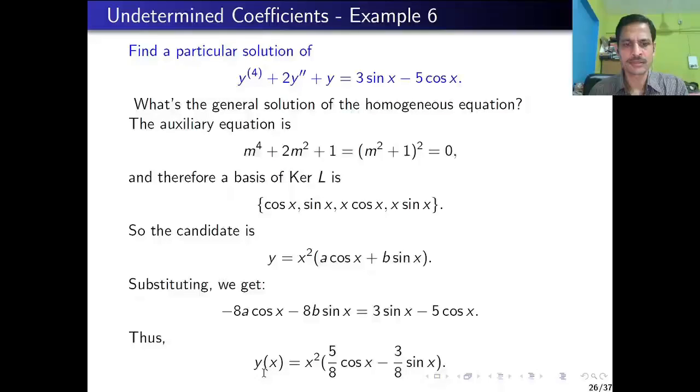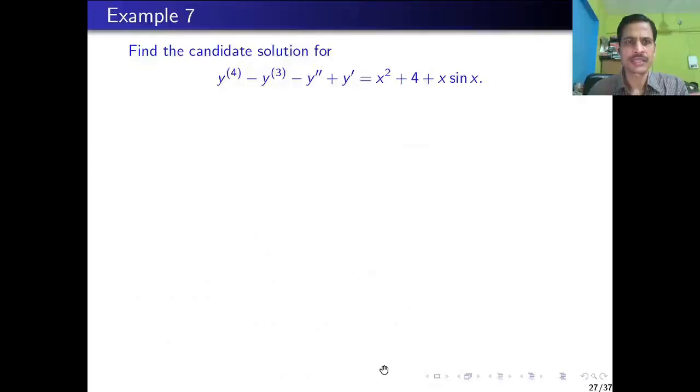So the final solution is y(x) is equal to x square bracket 5 by 8 cos x minus 3 by 8 sin x. Here is another example. Find the candidate solution for the fourth derivative of y minus the third derivative of y minus y double prime plus y prime is equal to x square plus 4 plus x sin x.